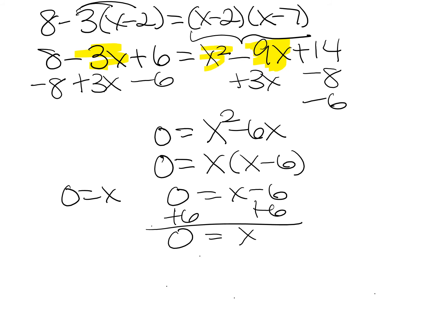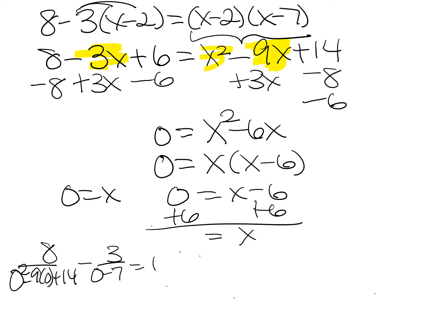So if we look at that original equation, we had an 8 over, and then it was the x squared, right? So I'm going to plug in the 0. Oh, I don't know why I put a 0 here. 0 squared minus 9 times 0 plus 14. And then I had the minus 3 over x minus 7, so 0 minus 7 equals 1. This is all going to reduce to 8 over 14.